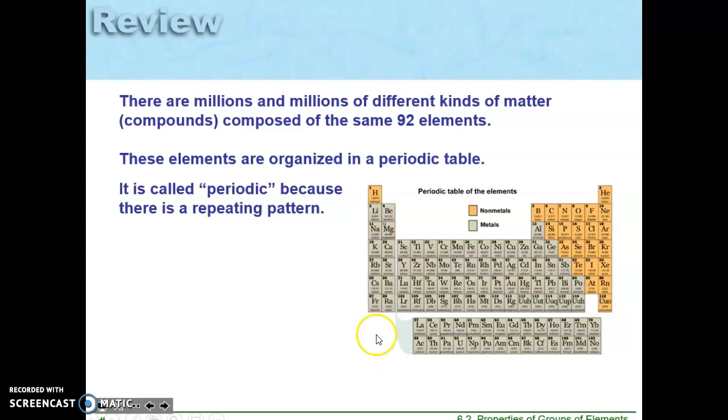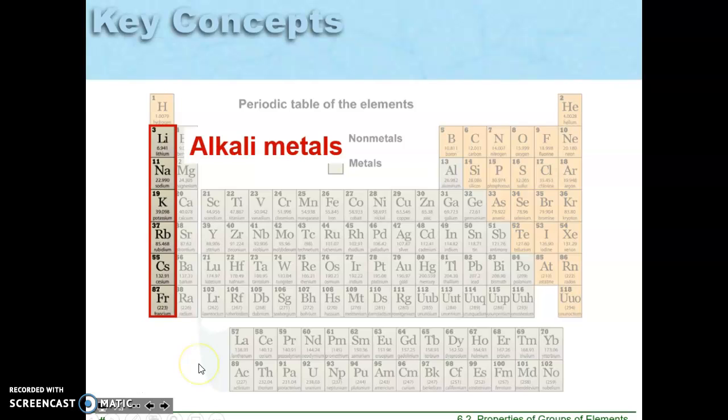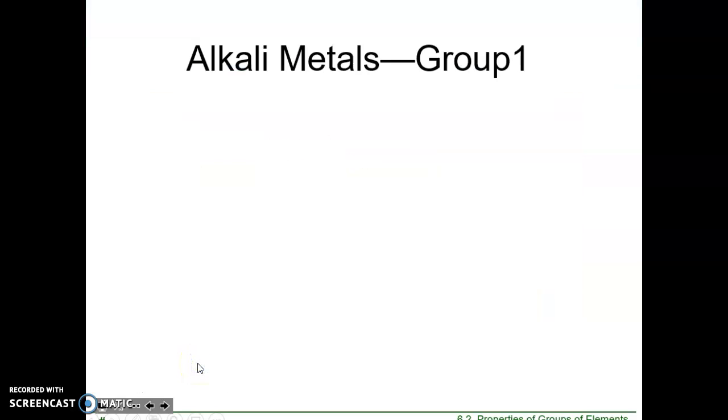Why is it called periodic? Well, because there are repeating patterns. So elements that belong to the same column have similar chemical properties. So the properties of the alkali metals, which are, except for hydrogen, which is weird, soft solids that are very reactive. That's going to repeat every time we get to group 1. Okay, so let's look at that. First up is group 1 alkali metals, so please write that down.